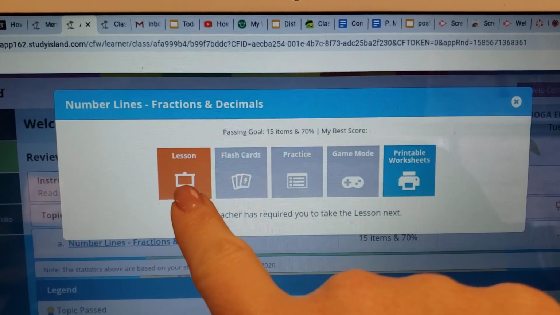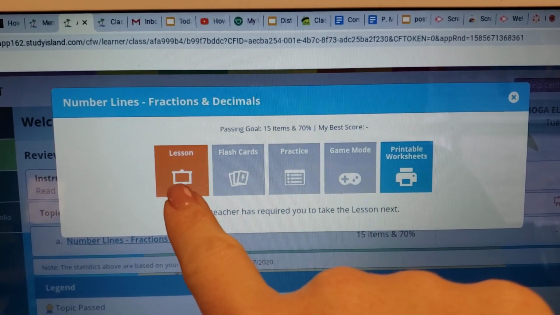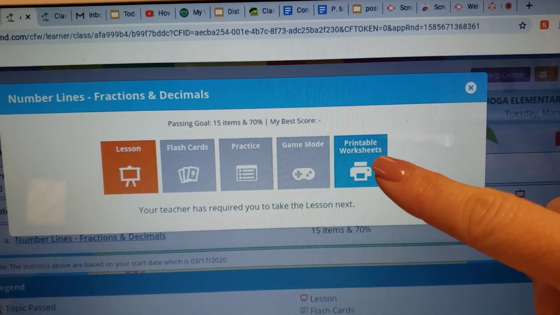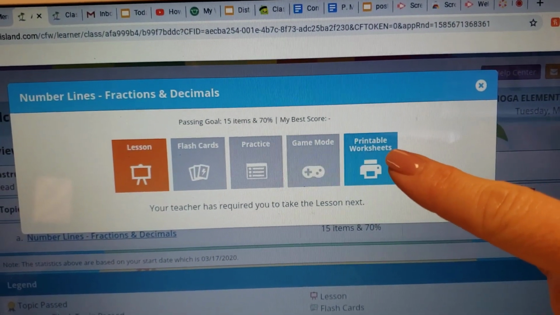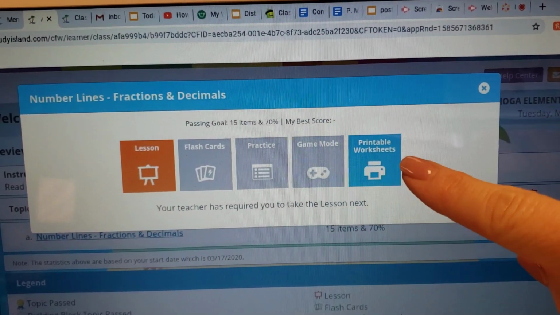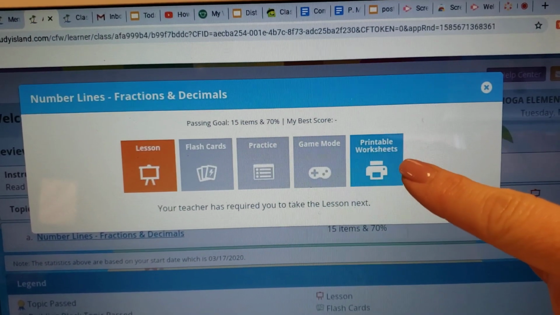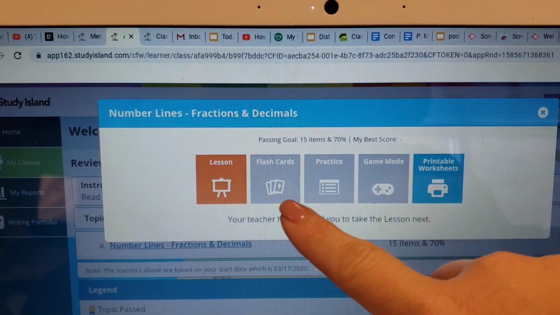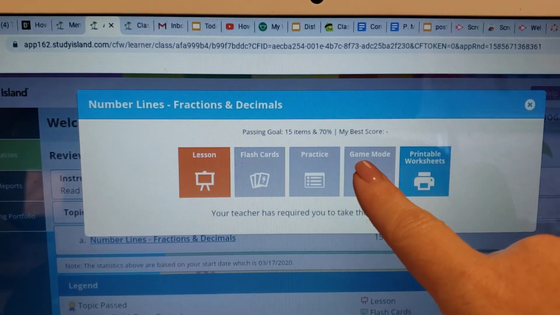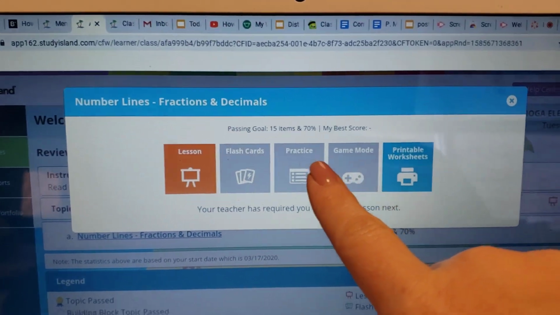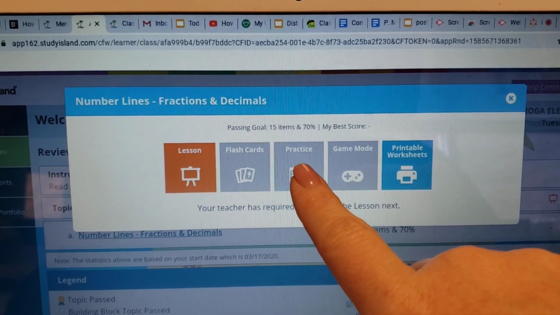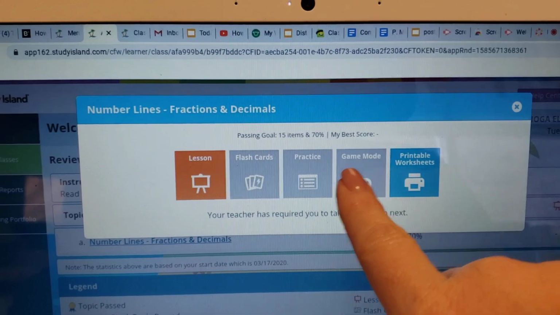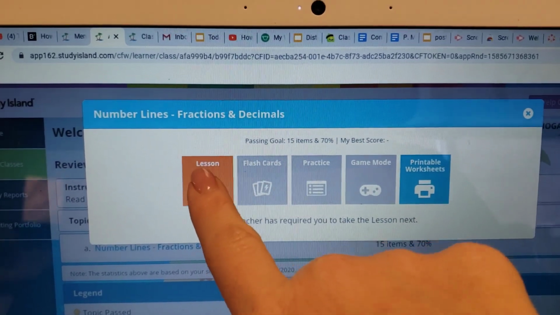The only boxes that you can click on right now is the lesson, which I told you earlier is the first part of the assignment. And if your parents have access to a printer, you can print some printable worksheets. These are only for practice. You will not have a way to turn these into us right now. Your grade comes from completing the lesson, the flashcards, and the practice. The game mode section will open up for you once you make at least 70% on the practice. So as you can see, these 3 sections are gray. I can't click on them. It won't let me do anything. I can only click on the lesson.